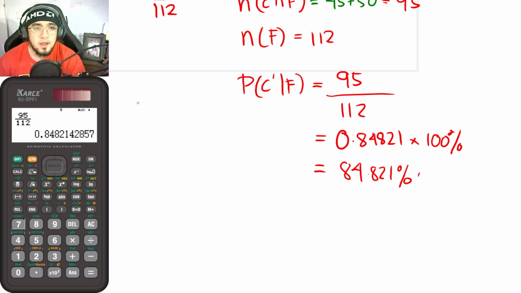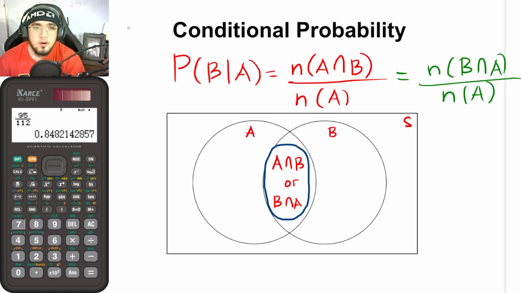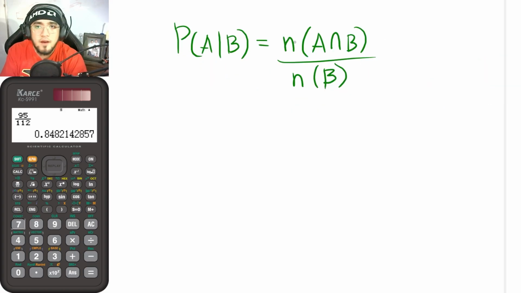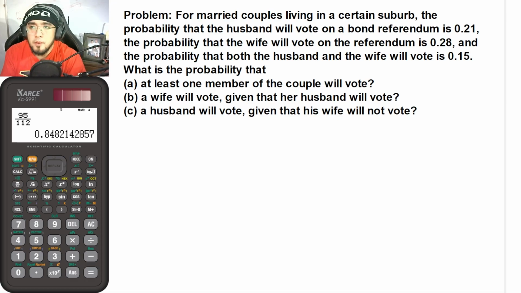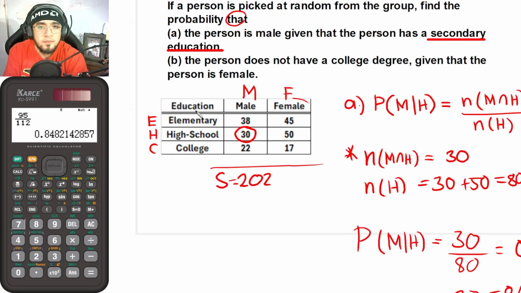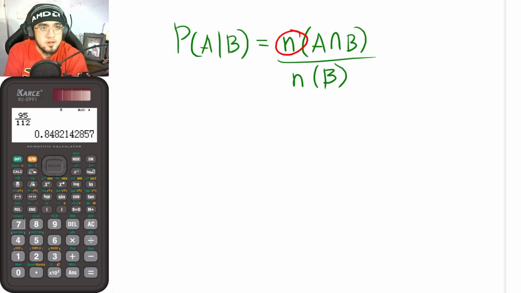conditional probability. But what if, guys, instead of us having the values of the number, just like in this case, what if, for example, in our problem we are now given the probability and not really the number of events? So with that being said, we cannot make use of this equation any longer. So what is now our new equation?